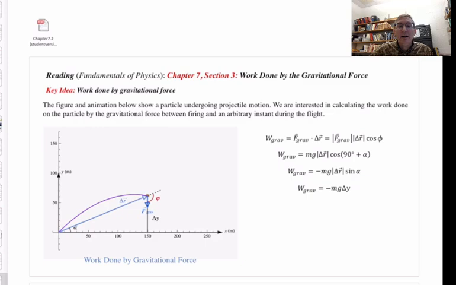So yes, F-grav is a constant force, so we ought to be able to calculate the work done on a particle by the gravitational force. It's got to be a particle that's moving, because remember, to have work done by a constant force, you need a displacement. Your particle must move. Okay, so let's talk about how we're going to calculate work done by gravitational force. It's going to be one of the most important work calculations we do. Work done by the gravitational force.